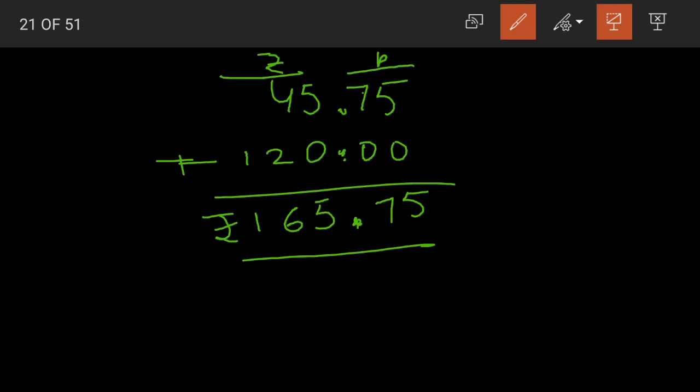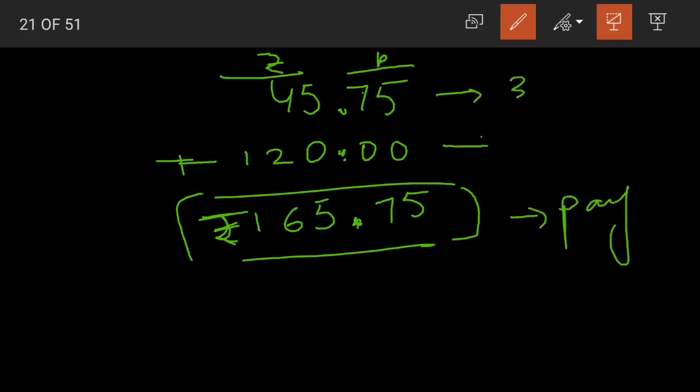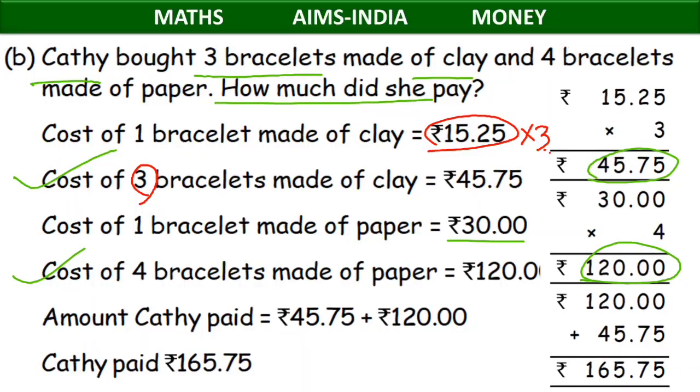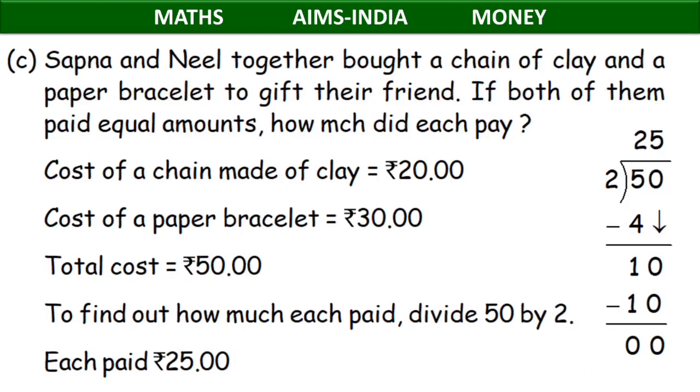Understood, children? Again see, I have kept the rupee symbol here. Now this is the amount that she has to pay for buying, because she bought 3 bracelets made of clay and 4 bracelets made of paper. Understood, children? The multiplication in this question, what did we learn? We learned how to multiply the amount. Now coming to question C. Sapna and Neil together bought a chain of clay and a paper bracelet to gift their friend.